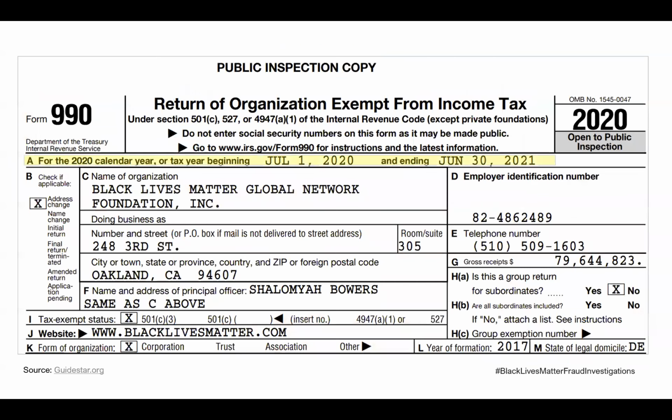The first red flag that I identified is line A, for the 2020 calendar year, or the year beginning July the 1st, 2020, and ending June 30th, 2021. Well, you remember the determination letter said their fiscal year ended on December the 31st, not June the 30th. So why did they make this change? Why did they indicate on the Form 990 a different accounting period ending date than they had on the determination letter? This is what I believe.